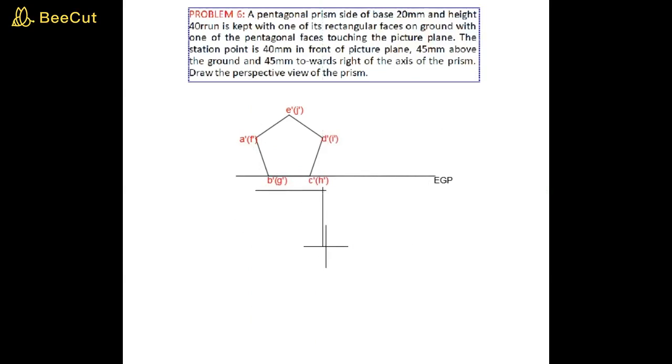Take 40 mm here, and you can complete the rectangle like this. This line is visible. Two other lines are dotted lines, because they are resting on the ground plane.